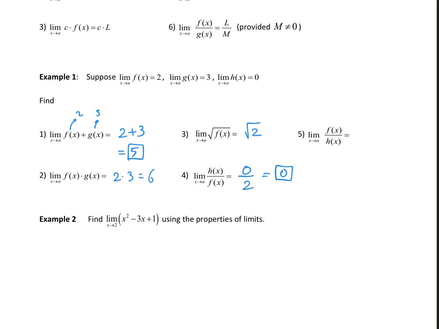Number 5, this might be a little bit tricky one. I have f on the top. I have h on the bottom. So according to our limit law, it's going to be 2 over 0. Again, I mentioned before, 0 denominator. So here the limit does not exist. 2 over 0 is either positive infinity or negative infinity. That means it's not a fixed number, so the limit doesn't exist. So I'll write DNE for does not exist.